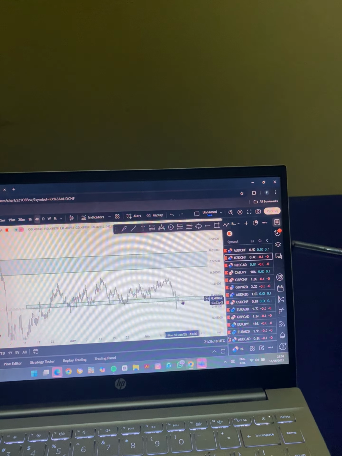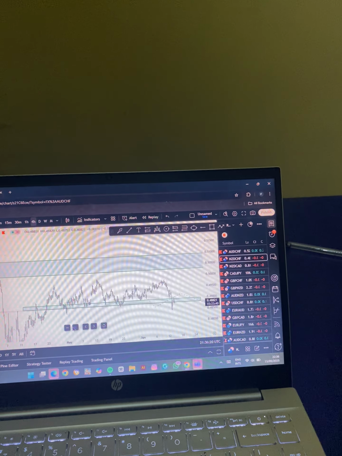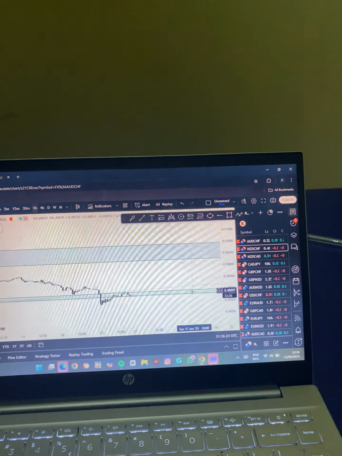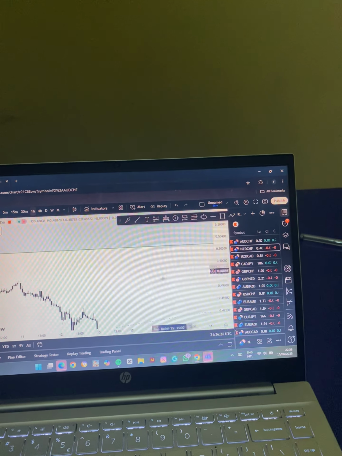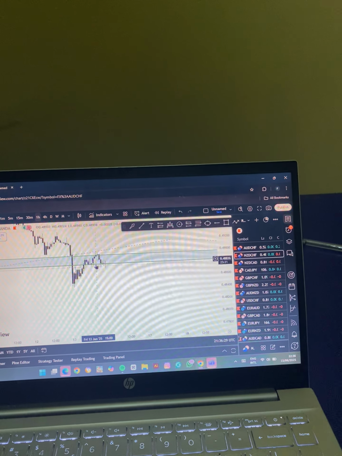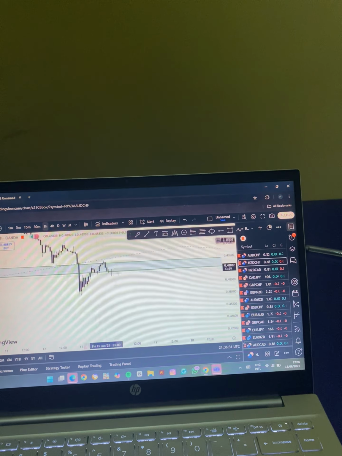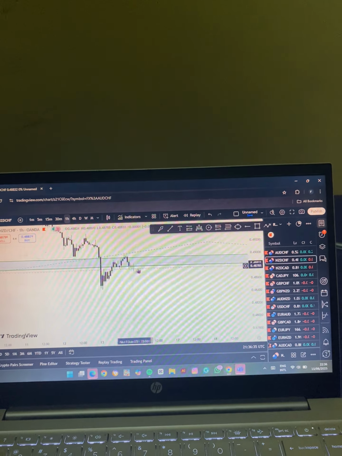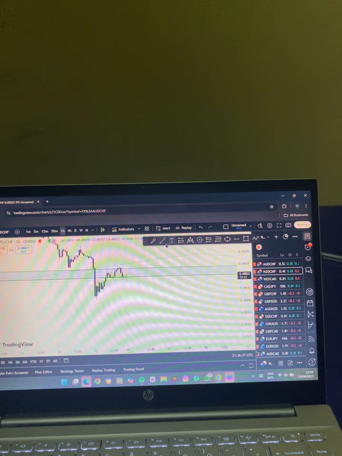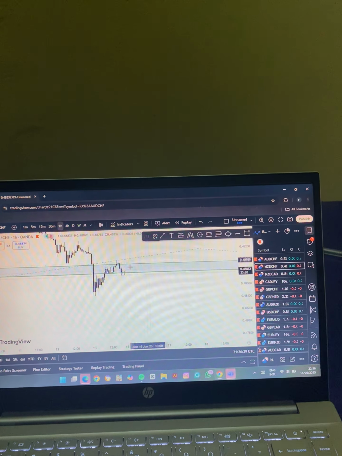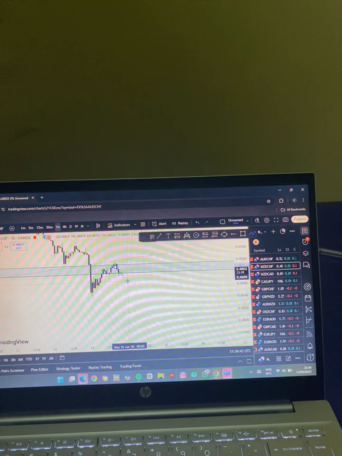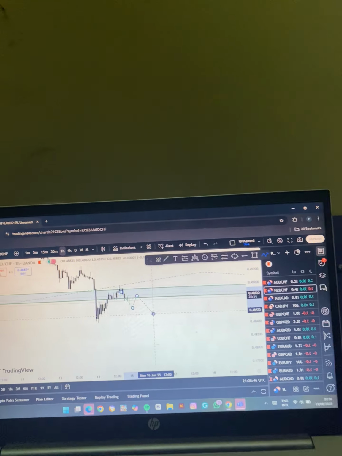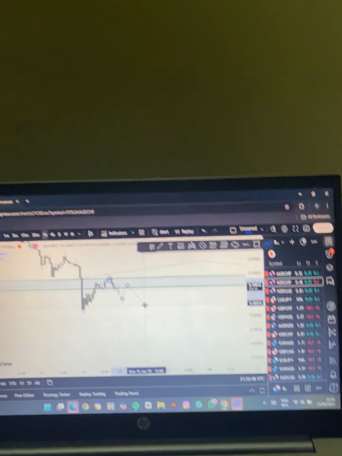Test this. So once we see a clean entry signal around this area, we'll probably be looking for a change of structure around here. This area, once we see something like this, then we'll be thinking of entering. If not, we wait.